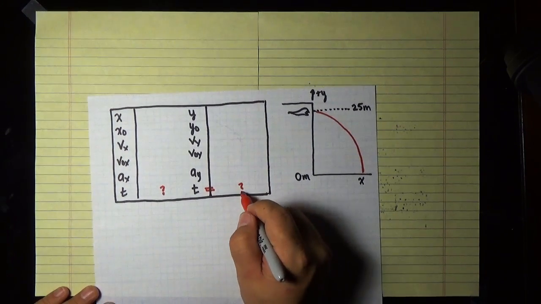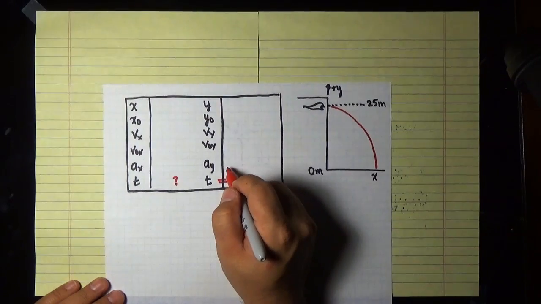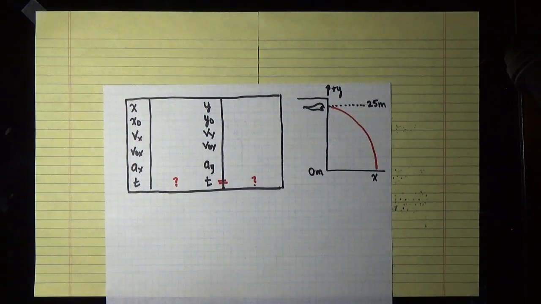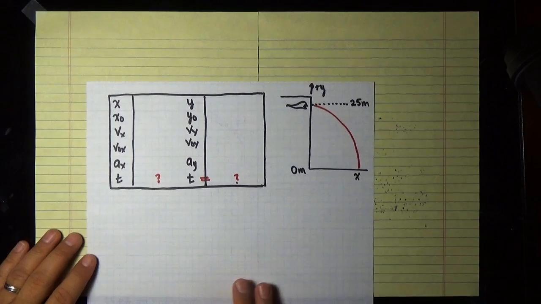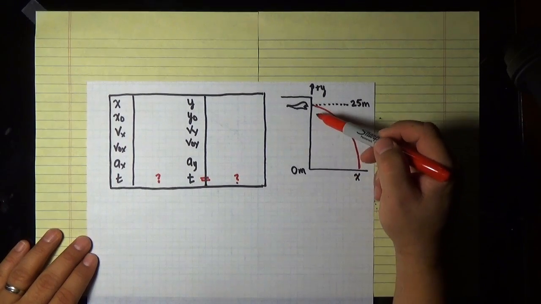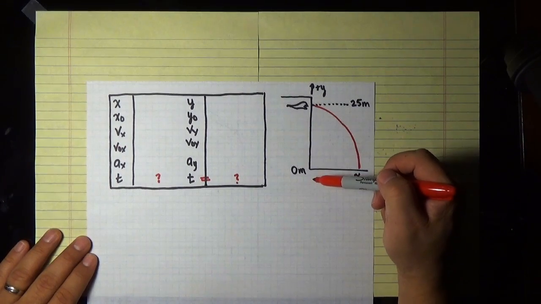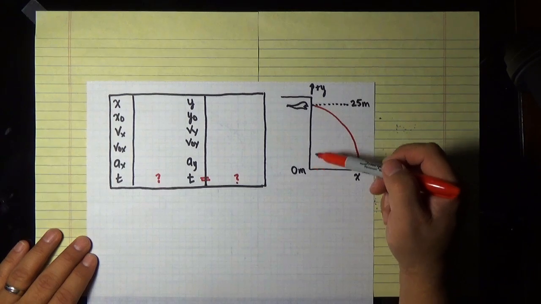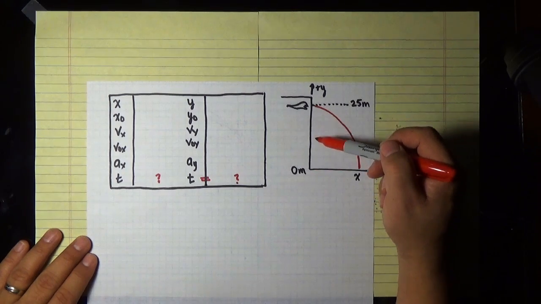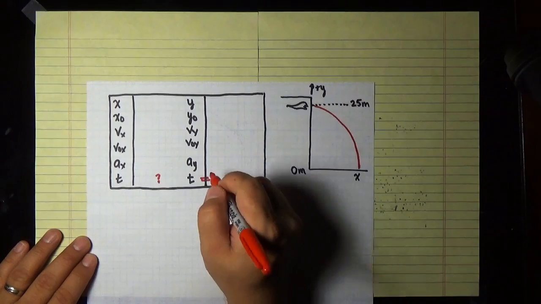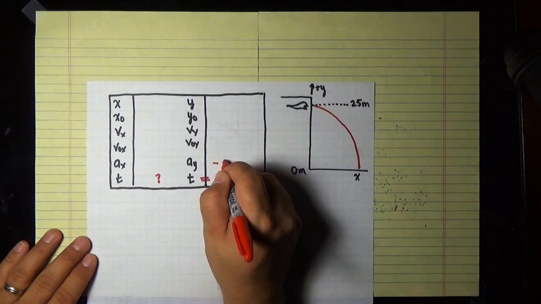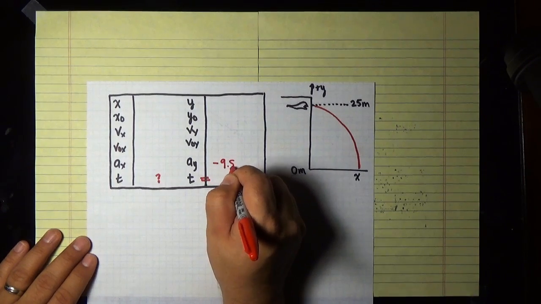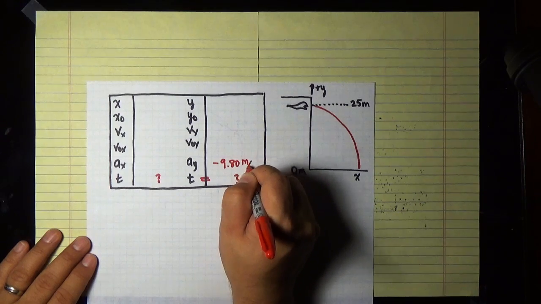Okay, as we said when we were reading the problem, the acceleration in this case is the acceleration due to gravity. Because of the way I've set up my coordinate system, the down direction is negative. Since the acceleration due to gravity is pulling things in that direction, we're going to say that the acceleration due to gravity is minus 9.80 meters per second.